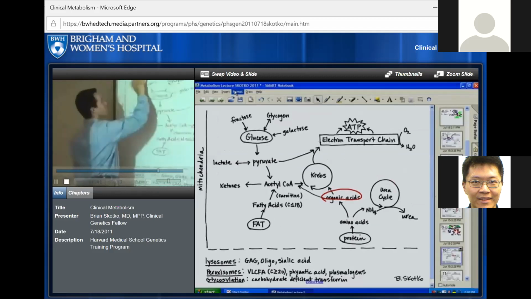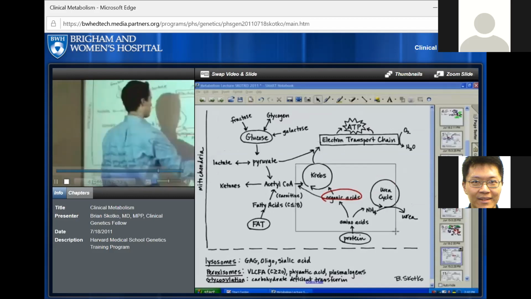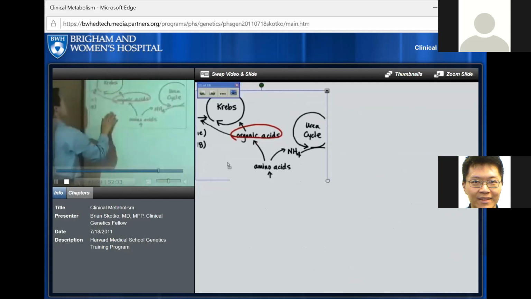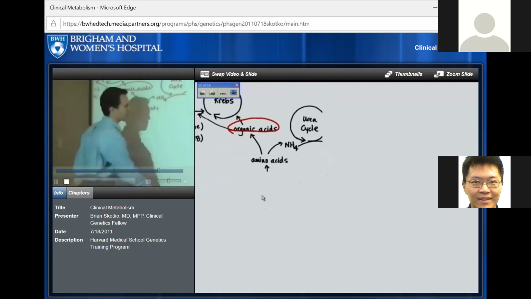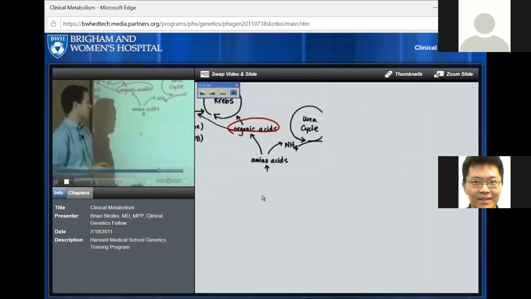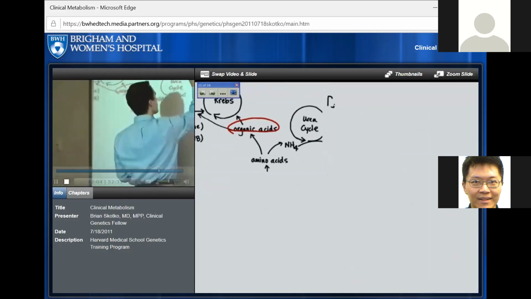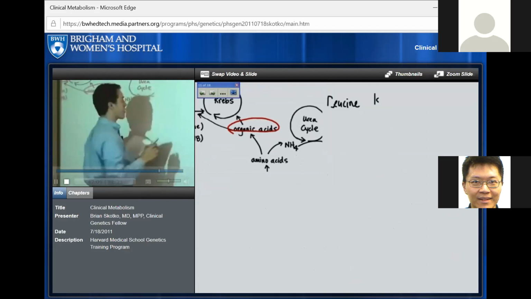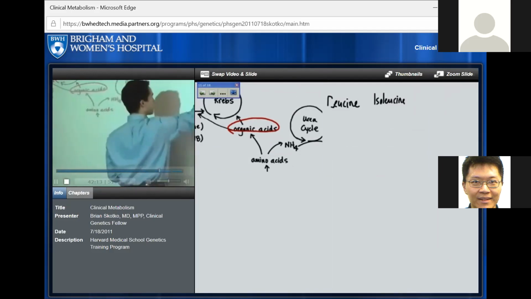So let's zoom in. Let's zoom into this pathway right here. We're going to be talking about the organic acid pathway. There are lots of different organic acid pathways, and they're all a little bit different, but in terms of management, it's essentially the same. But let's talk about the MMA pathway. In this one, we're going to talk about 3 amino acids: leucine, isoleucine, and valine.